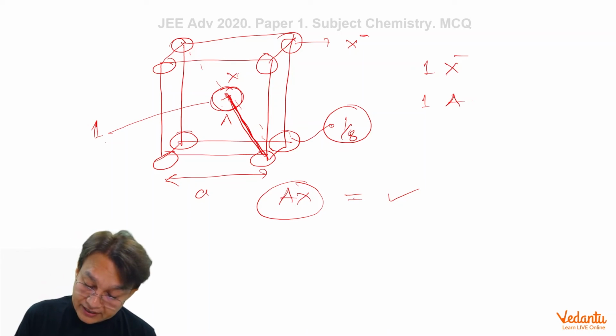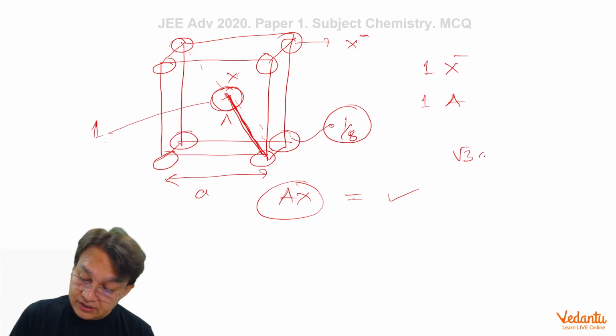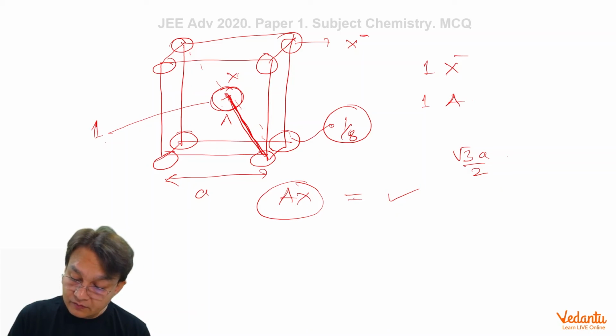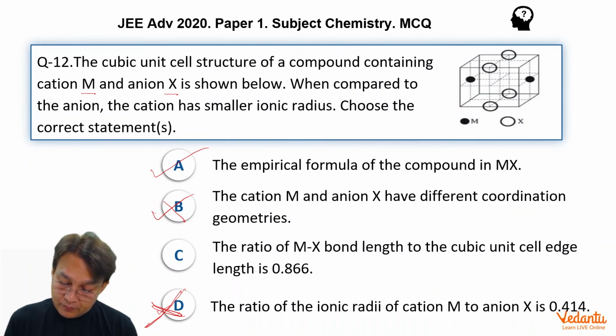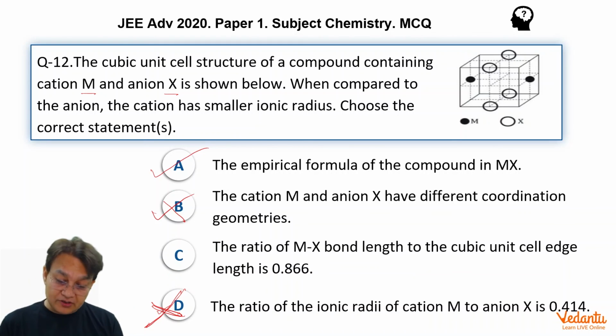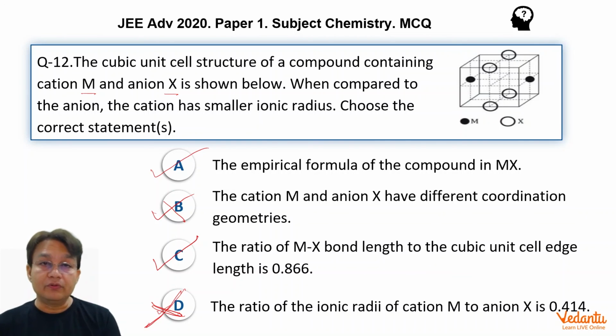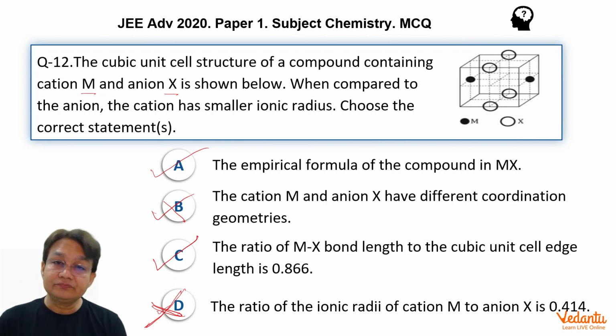Now half of the body diagonal means what? Root 3a by 2. So we are comparing root 3a by 2 with a. So obviously the ratio is root 3 by 2, which is very, very close to 0.866. Let's check out what is the ratio here: 0.866. So this option turns out to be the correct option. So the correct answer of this question is A and C.